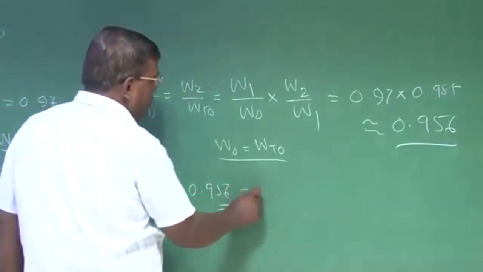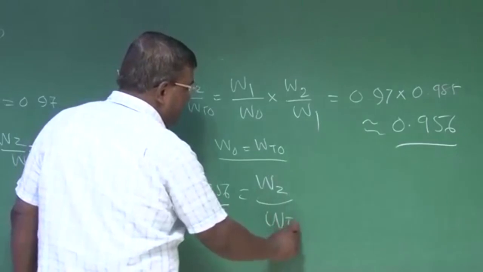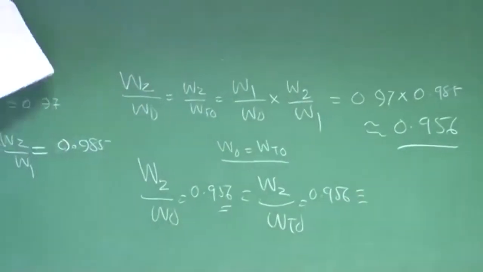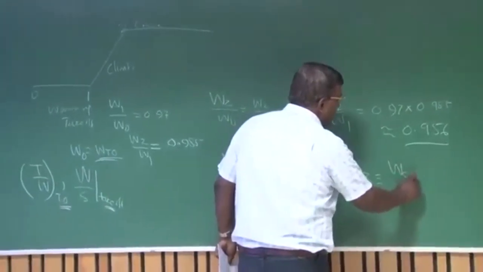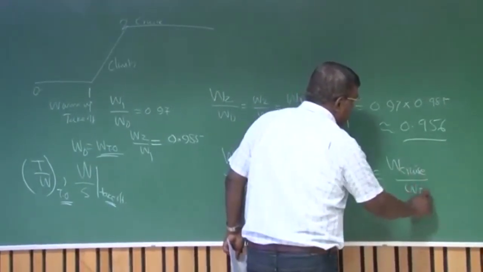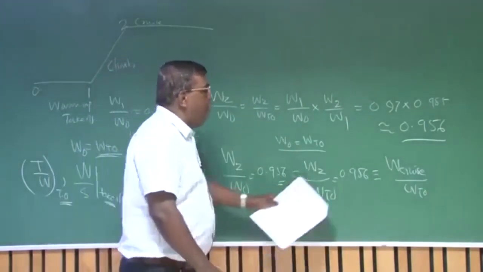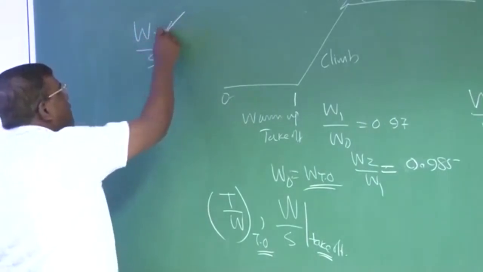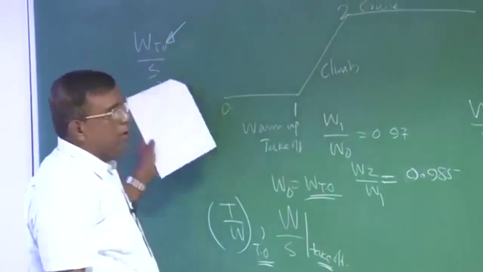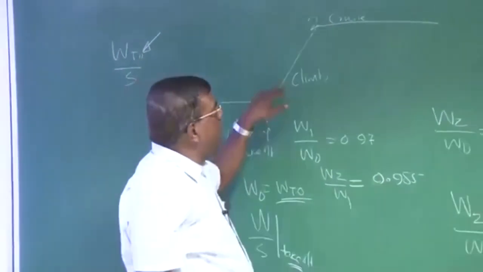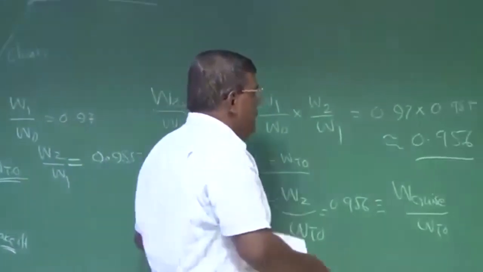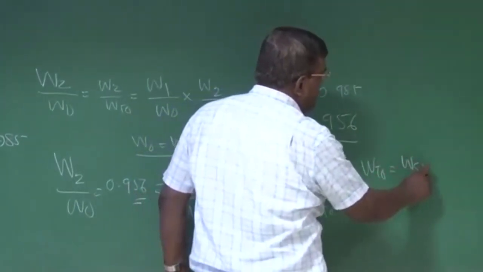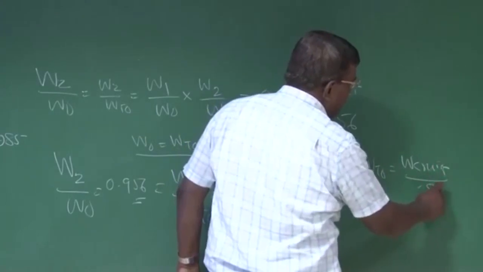Or I write it like this, W2 by W takeoff is 0.956. And then I also understand W2 here, I'm talking about W cruise at the beginning by W takeoff. This value is 0.956. So if I am interested in W takeoff by S, I should translate this W cruise to W takeoff. That is, what should have been the W takeoff so that I meet these conditions. And from here, you understand, W takeoff required would be W cruise divided by this 0.956 factor.